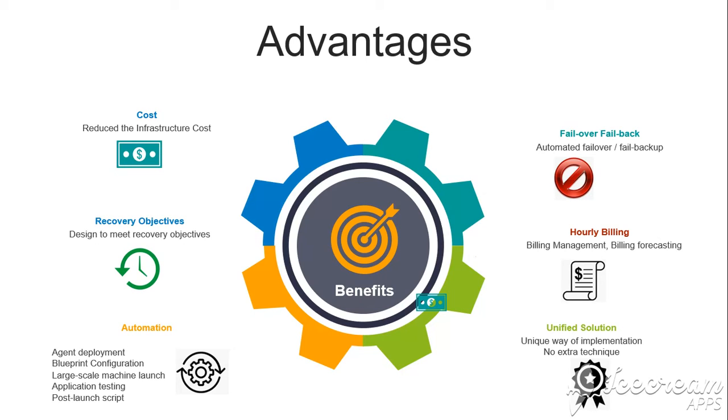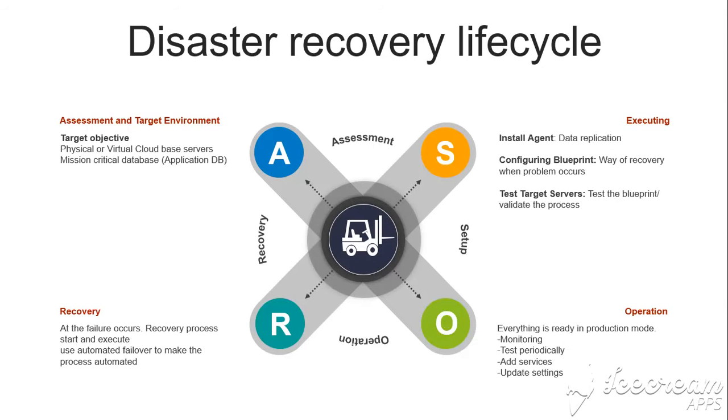Unified solution. This recovery process is very unified. It means a well defined process. So it is the standard process. Following the standard process is quite a bit easier than following different types of processes, the custom made processes. So those are the advantages that come with the Amazon recovery services.